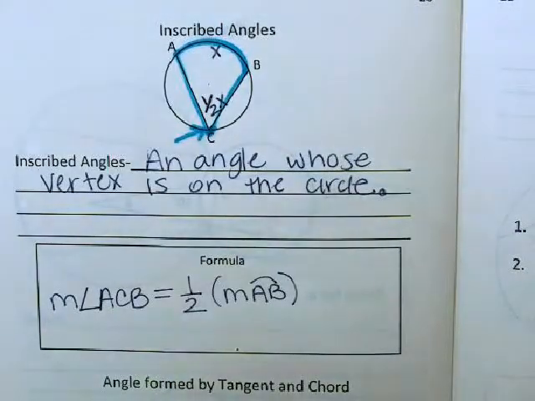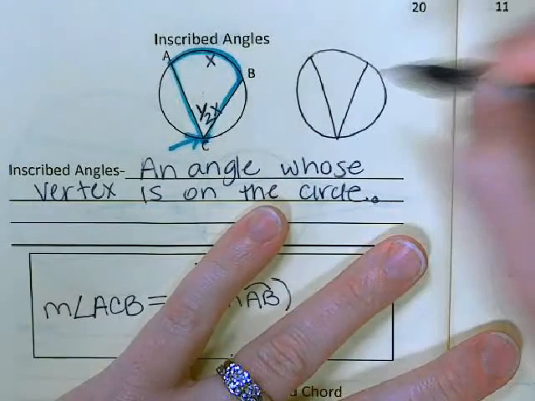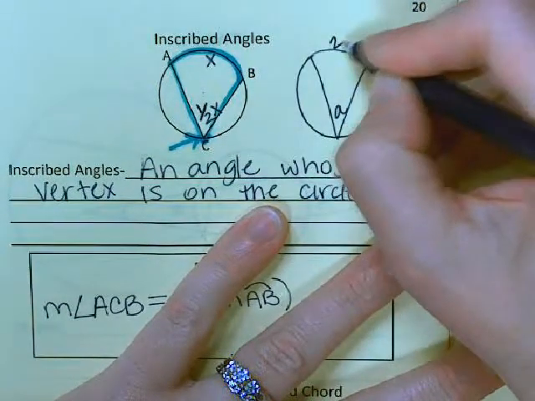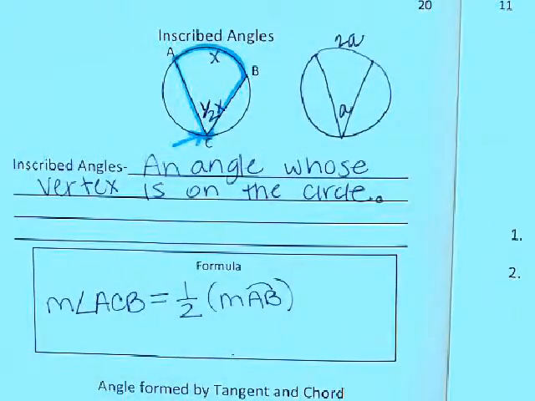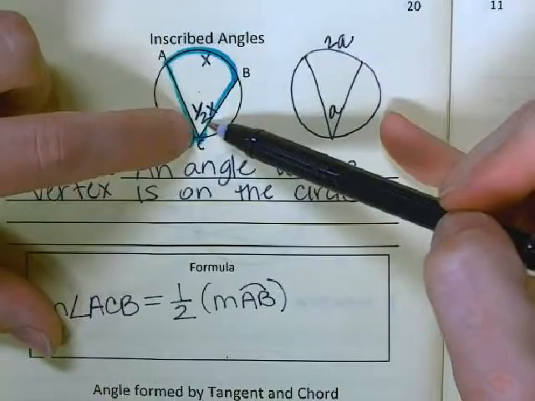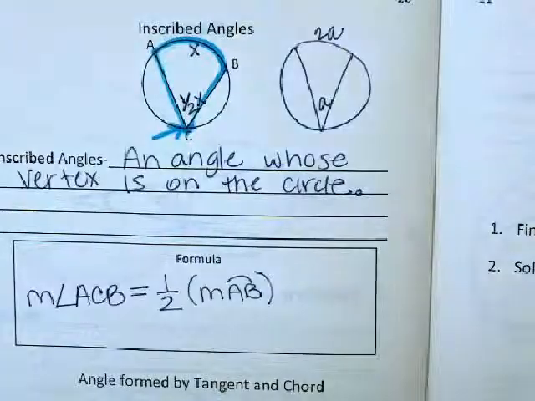You can also think of it as, if you drew it the other way, you could say if this one was A, then this is 2 times A. So there's two ways to think about it. If they give you x, then you divide it by 2 to get the angle. If they give you the angle, then you multiply it by 2 to get the arc.